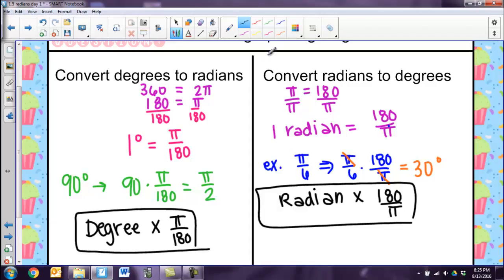Okay, and if you had something a little bit more tricky, like trying to convert 3 pi over 2, I would just take this and times it by 180 over pi. Again, you're going to have to do a little bit of mental math here. Pi's are going to cancel. 2 is going to go into 180 90 times. So 3 times 90 is 270 degrees.